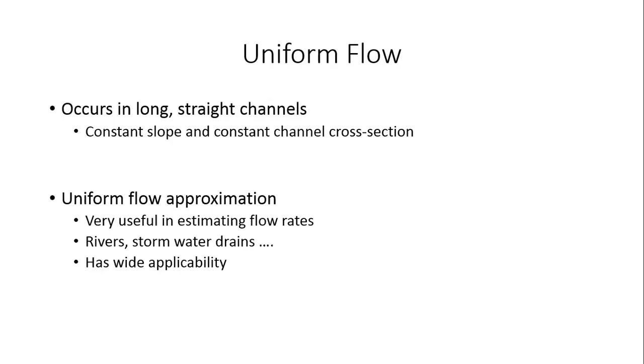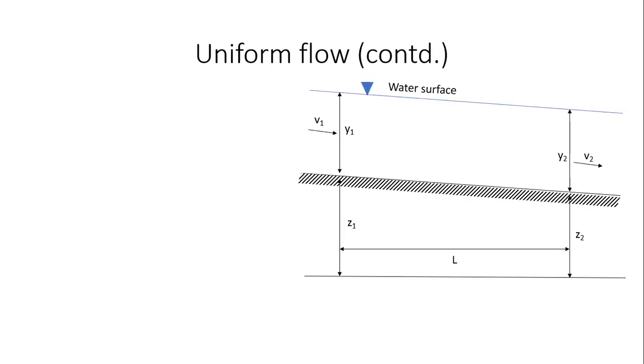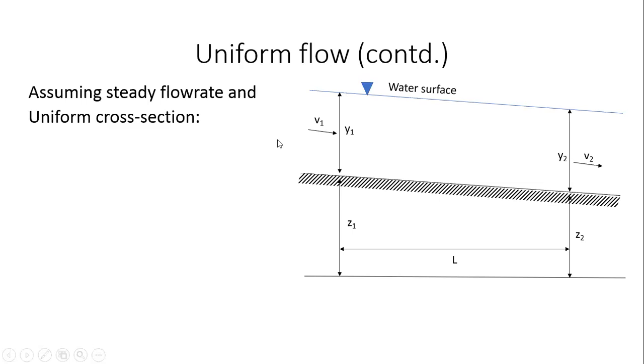Okay, so we'll just look at an expression, a figure for uniform flow. So let us say I have a constant bed slope, and I have 2 points along this channel, which are at a distance of L apart, capital L. Then as soon as I say uniform flow, naturally it implies that the flow depth at both cross sections is the same. So if I assume that the flow rate is steady and that the cross section is uniform throughout this length, right? Then y1 is equal to y2. That is by definition, because it's uniform flow.